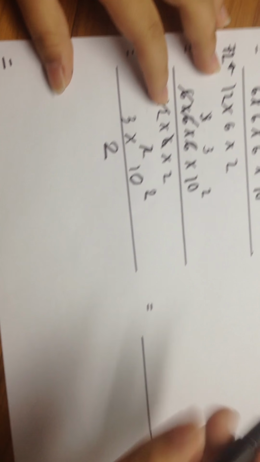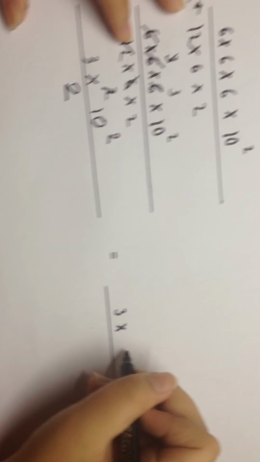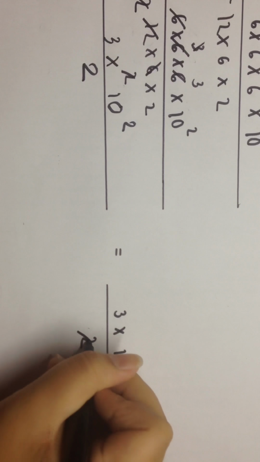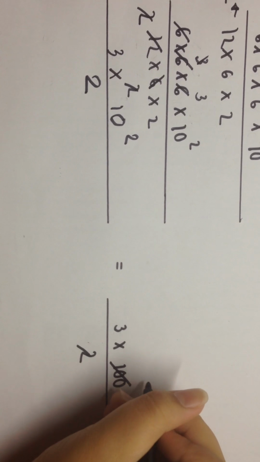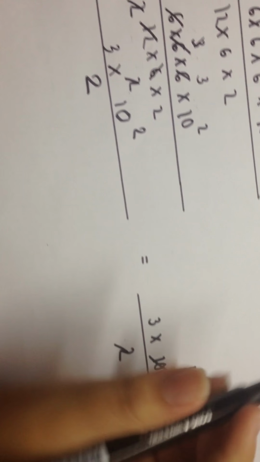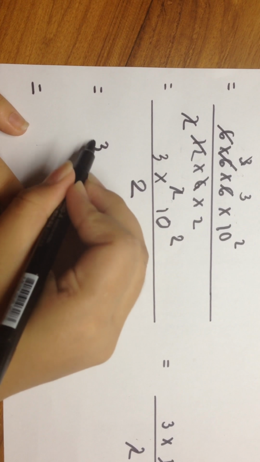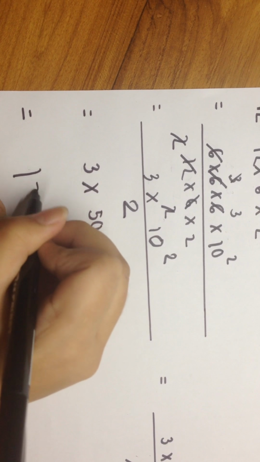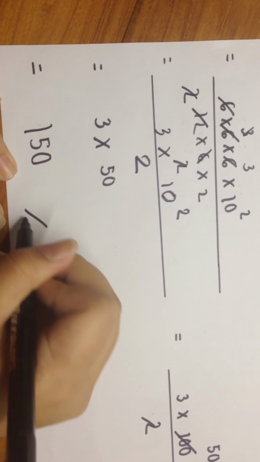So it's equal to 3 times 100 divided by 2. So 100 divided by 2 is equal to 50. So it's equal to 3 times 50, which is equal to 150. That is the answer.